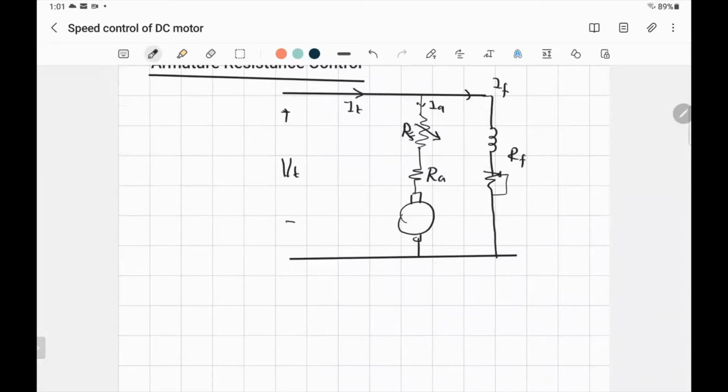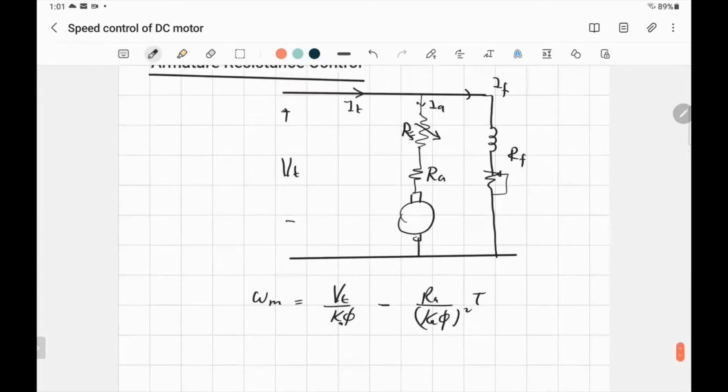And what happens when you change the value of the resistance? Let me write the equation so you can see it. Vt is equal, I will get back to the final equation, we don't have time. So Vt over K phi, we proved that already, minus Ra over Ka phi square times T. That's the equation that we use for explaining the relationship between the speed and the torque. Now, what happens if you change the resistance? If you add resistance to the armature, what's happening to the total resistance?